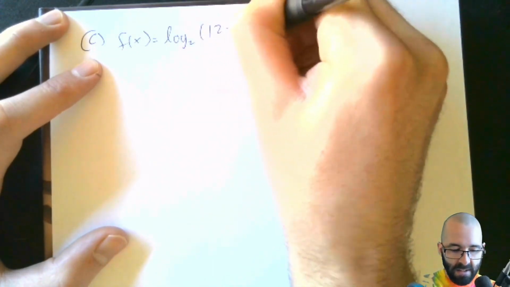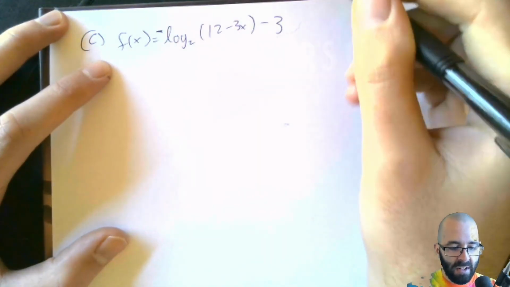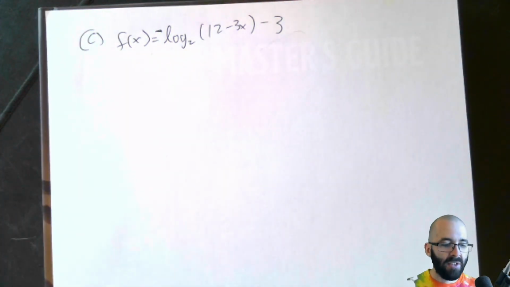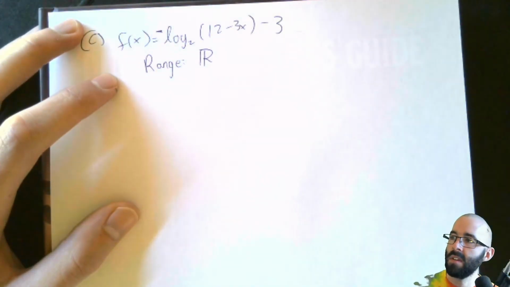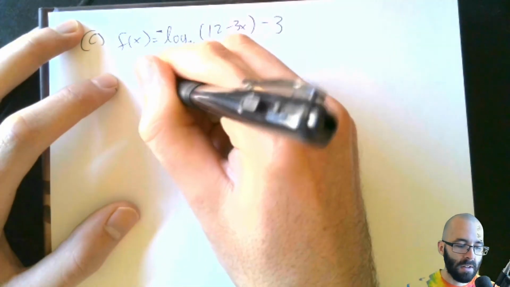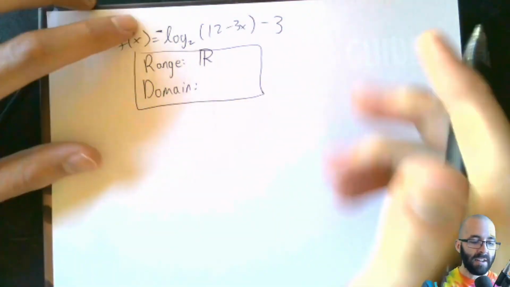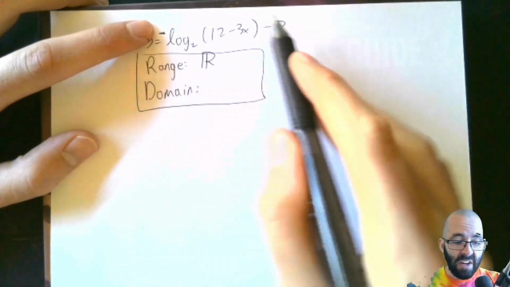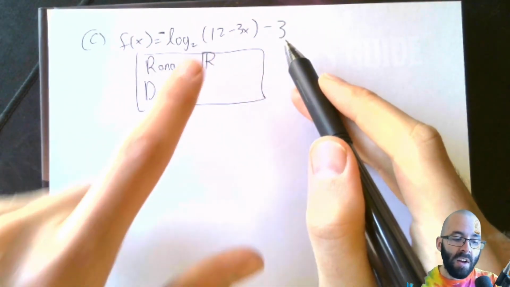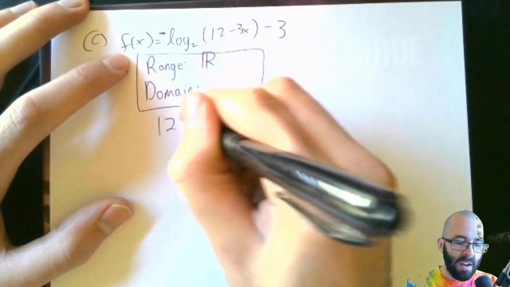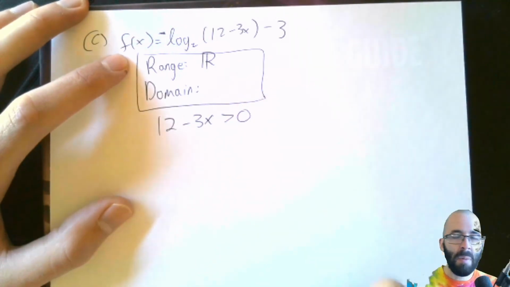f of x is equal to log base 2 of 12 minus 3x, minus 3. And let's add a negative before here. It doesn't matter, because the range is always the same. Any logarithm has this range. The domain is where we got to work a little bit. And again, it doesn't matter. All this stuff's happening. I don't care that there's a negative out here. I don't care that there's a -3 here. For the domain, all I care about is what are we taking the logarithm of? Because that thing on the inside needs to be positive.